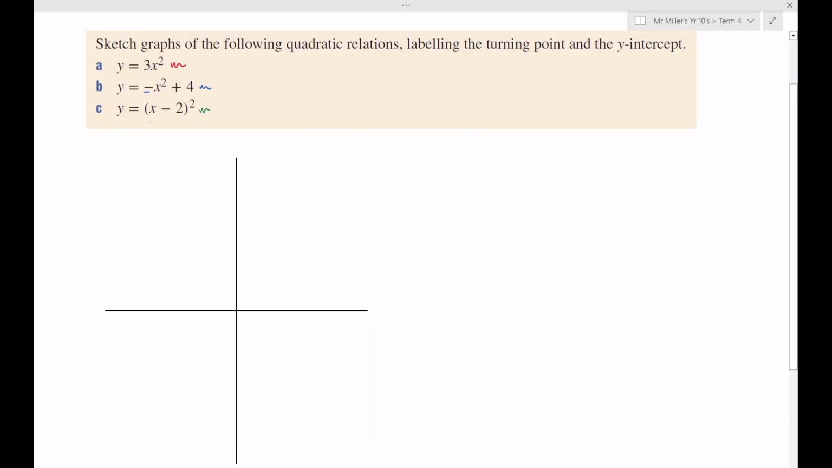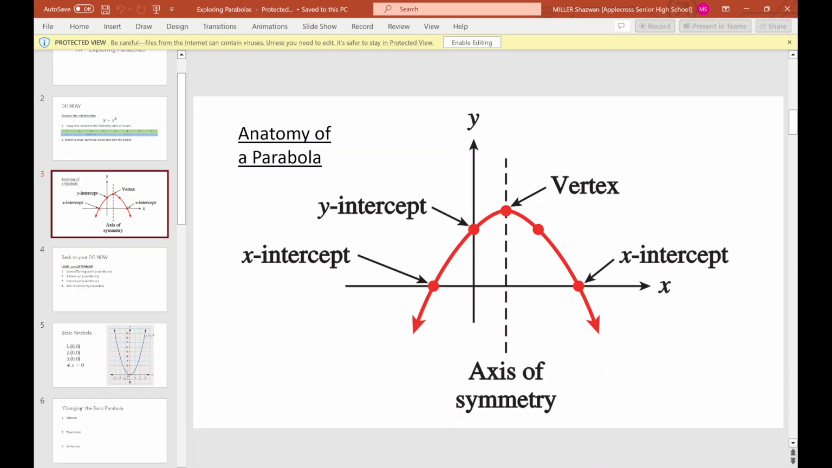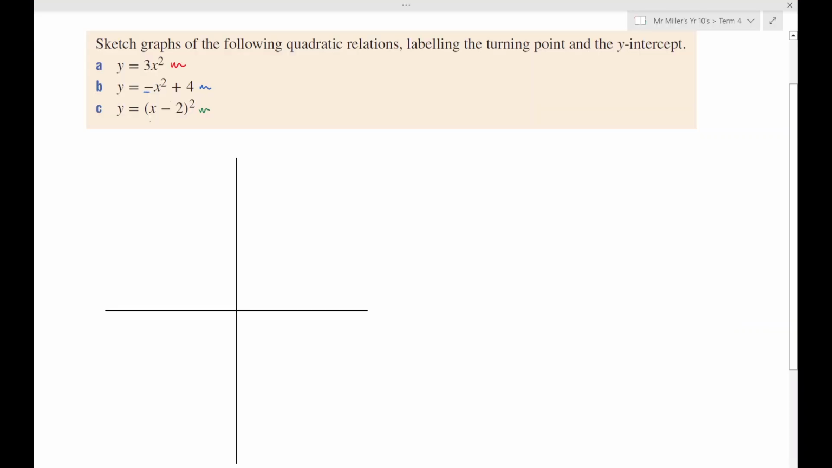Hey guys, so using the turning point format of a quadratic function, we're going to practice sketching the parabolas out. When we're sketching, we just want to keep in mind some key points of a parabola: the y-intercept, the turning point, or this vertex up here, I like to call it a turning point, and of course the x-intercepts as well, or as we might call them, the roots. So when we're sketching out a quadratic function, we want to nail down those key points. This question is only asking us to label the turning point and the y-intercept.